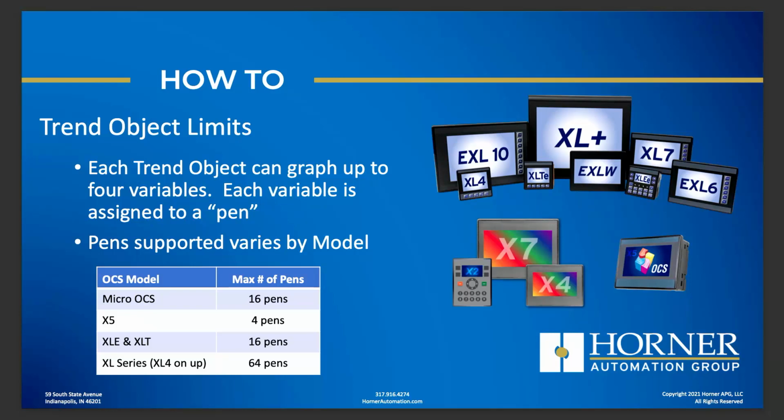The X5 is more limited because with the X5, it has a little different memory structure. So it doesn't have quite as much memory in general, and it doesn't have enough memory for trends. So it's limited to 4 pens total. The XLE and XLT, just like the Micro series, are also limited at 16 pens. And then from the XL series, XL4 on up, you've got a total of 64 pens available with that product line.